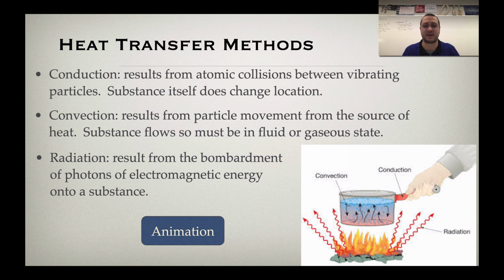The atmosphere actually does this as well. The atmosphere gets some convection currents in it as well. So any fluids, so liquids and gases, can do this.